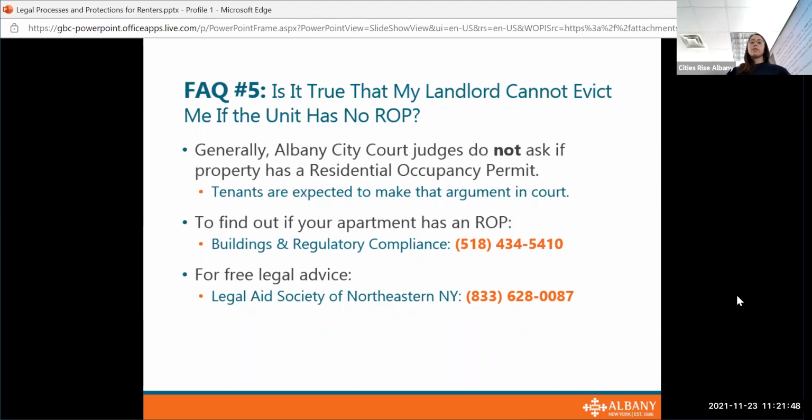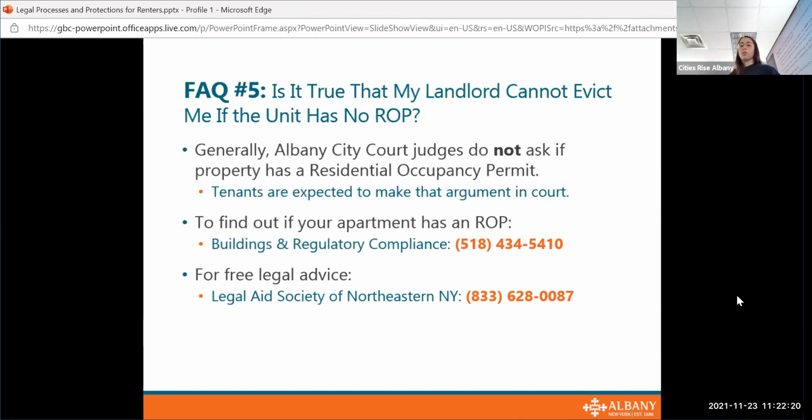Question number 5. Is it true that my landlord cannot evict me if the unit has no ROP? Currently, what we've been seeing is that Albany City Court judges don't routinely ask whether or not the property has an ROP, or a residential occupancy permit. Up until now, the responsibility has usually been on the tenant to show up in court and make that argument. But if the judge becomes aware that the unit doesn't have an ROP, then they are supposed to prevent that eviction.